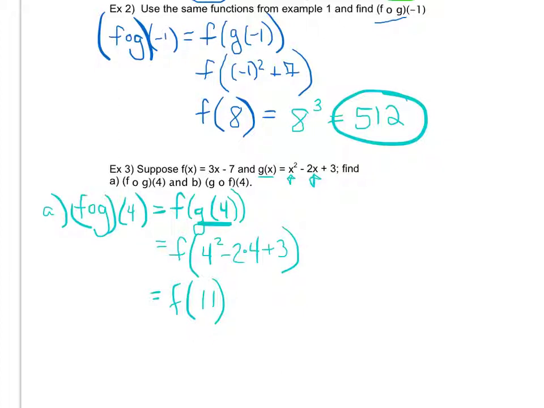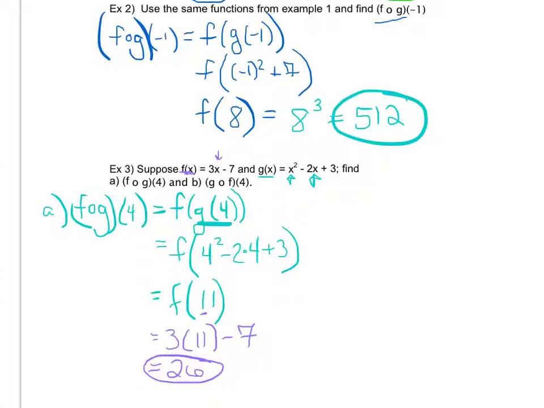So now what is this telling me to do? This is telling me to now go to my function f and plug 11 in. So I'm going to plug an 11 in for this x here, so I'll have 3 times 11 minus 7. Well, that gives me 33 minus 7, which gives me 26 as my final answer. So again, what did I do? I put 4 into g, got a result, and then put that result into f. So part B is going to ask me to go in the opposite order.